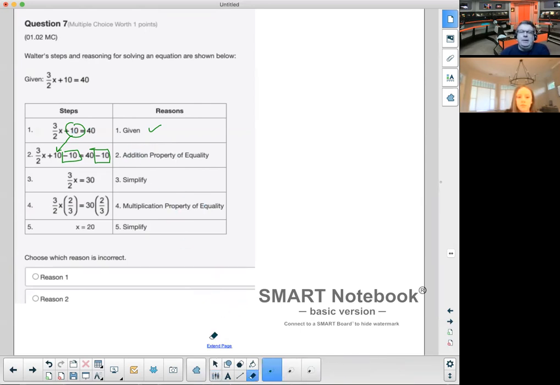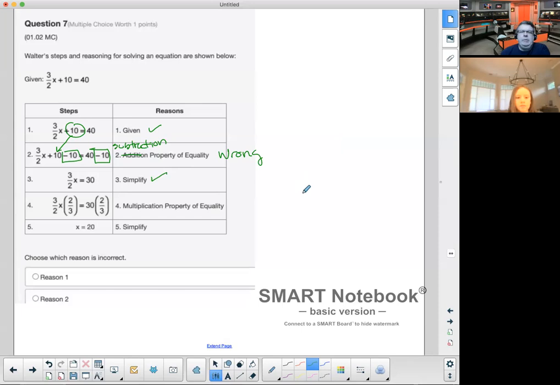Yeah. So they're asking if the reasons are correct. There is an argument that you're adding -10, but whatever. So this is wrong. Okay, and then how do you feel about step 3? I think it's right. Good. They just took 10 minus 10 and 40 minus 10. Okay, what about step 4?